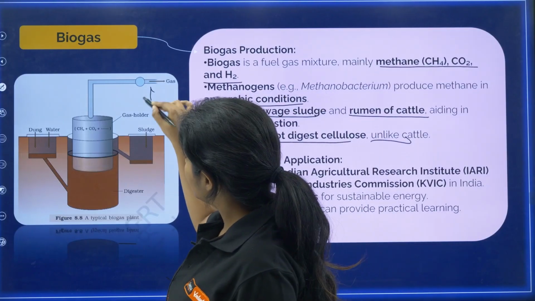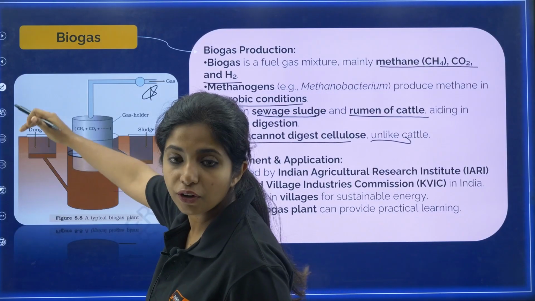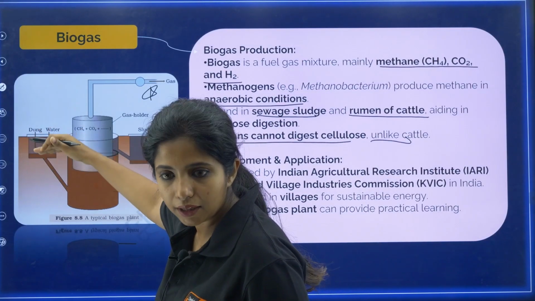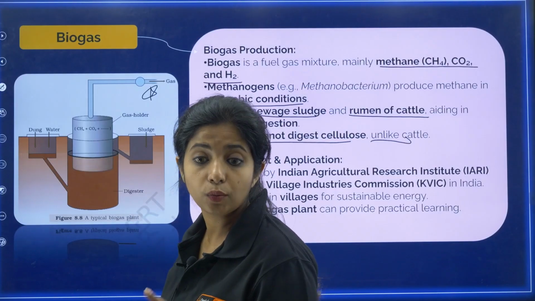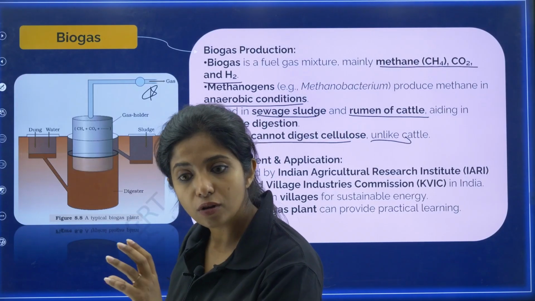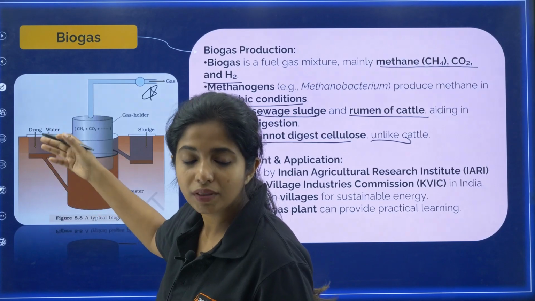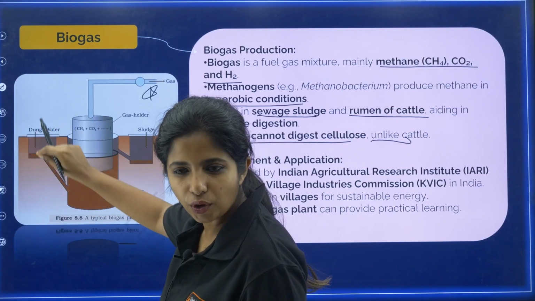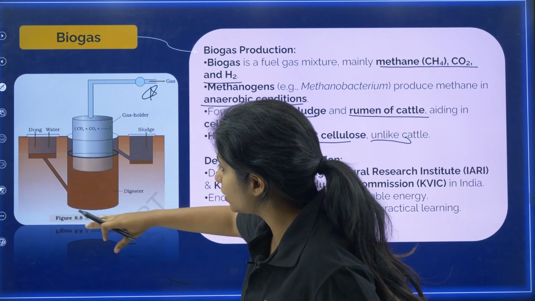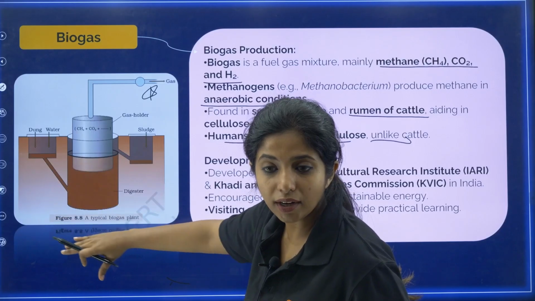This is a very important thing. Over here there is an area where you put the cattle dung, and I told you, in the rumen of the cattle what do you have? Methanobacterium. So obviously in the dung also you will have the methanobacterium. Now the methanogens which are there, you mix them with water and make it go down to this particular thing, that is a digester. That is what? A digester.